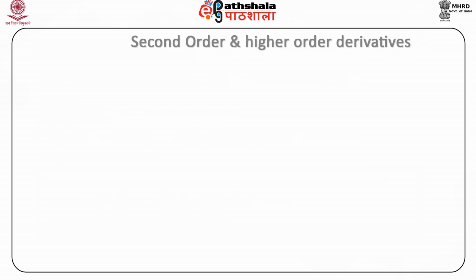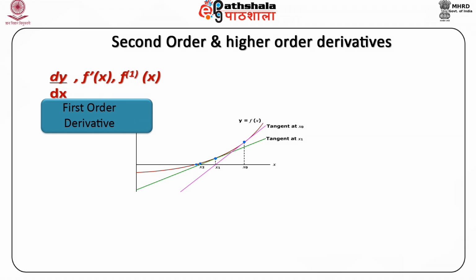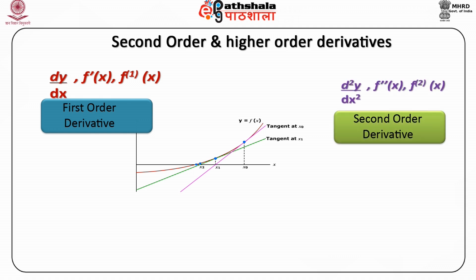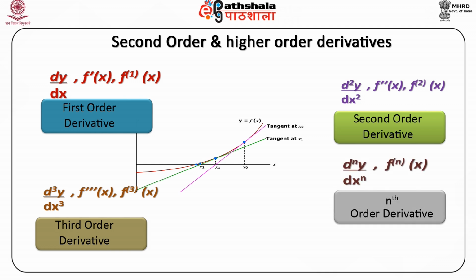In a given function y equals f(x), dy by dx is called the first derivative. The derivative of dy by dx is termed as the second derivative. The second order derivative is represented by d square y by dx square. Similarly, the third derivative is d cube y by dx cube, and similarly it can go up to the nth derivative, d^n y by dx^n. The first, second, third, nth derivatives are also denoted by f dash x, f double dash x, f triple dash x, and so on up to f^n x.